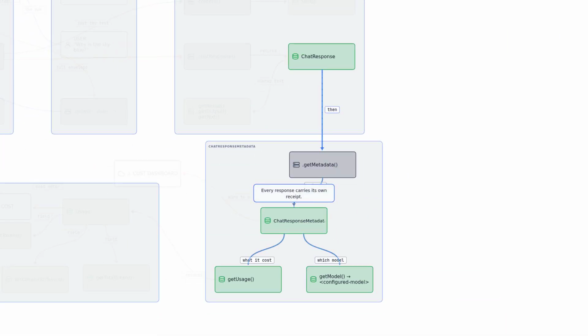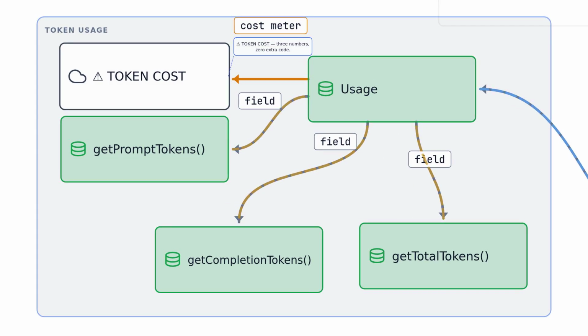Call getMetadata on the ChatResponse, and you get a ChatResponseMetadata. Two things worth knowing right now. getModel tells you which model answered. getUsage tells you what it cost. Usage exposes three methods: getPromptTokens, getCompletionTokens, getTotalTokens. Prompt tokens, completion tokens, total tokens: three numbers, zero extra code.